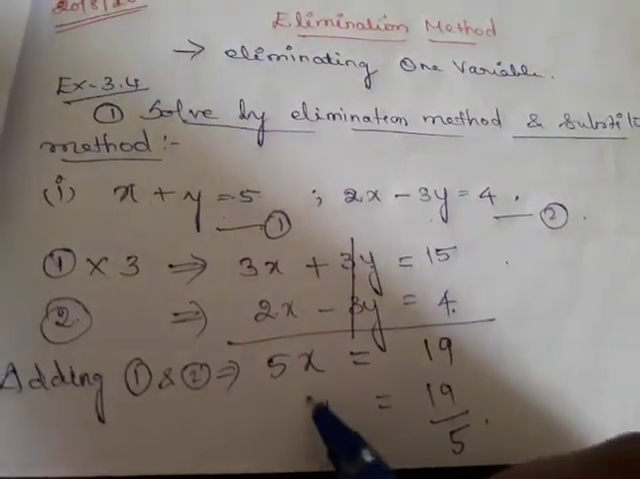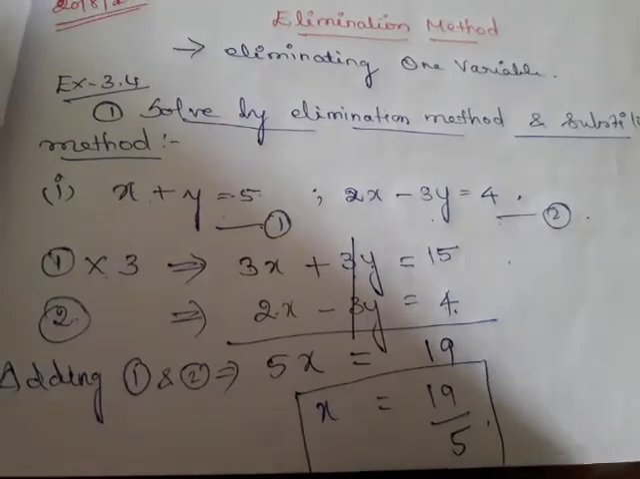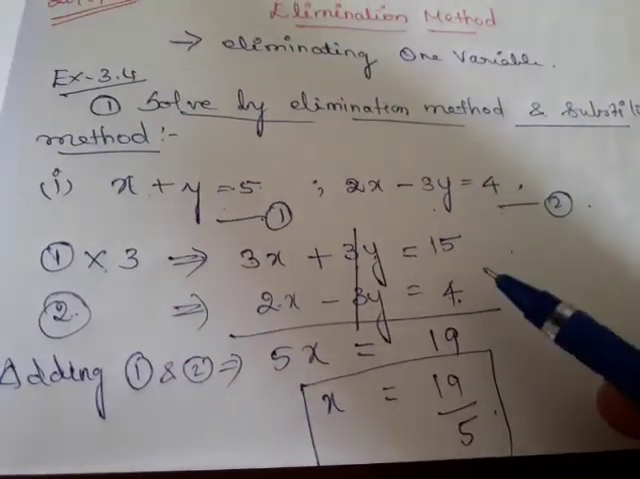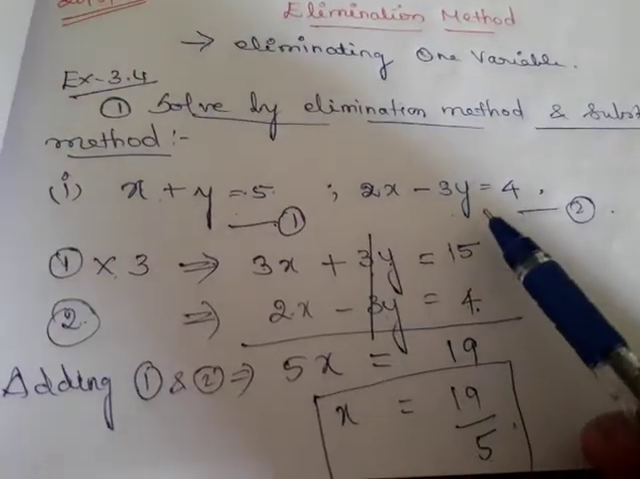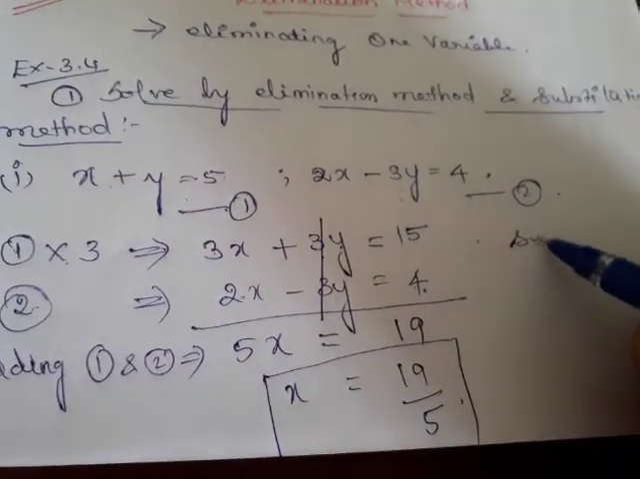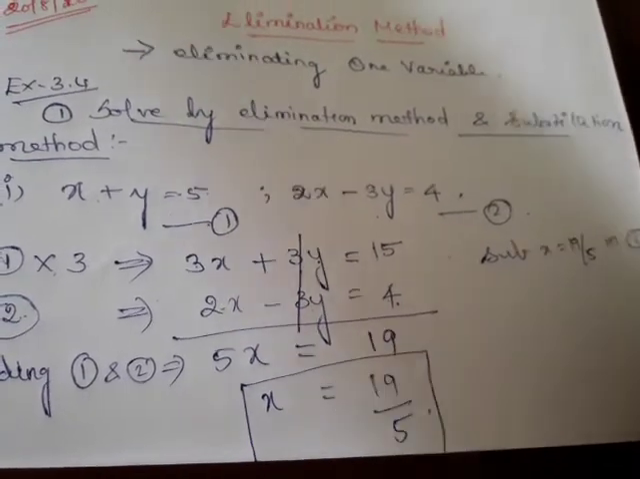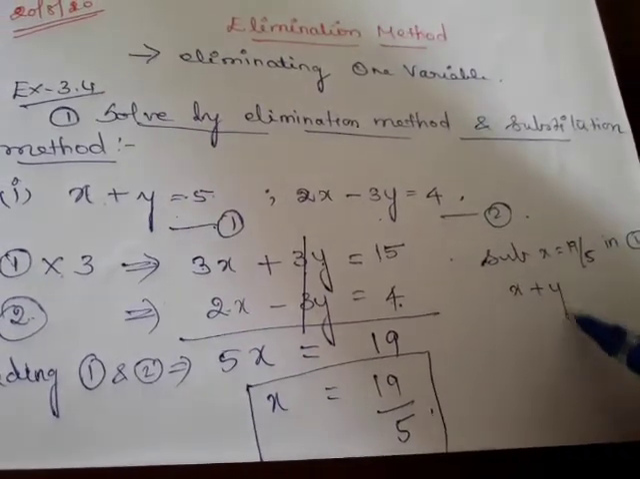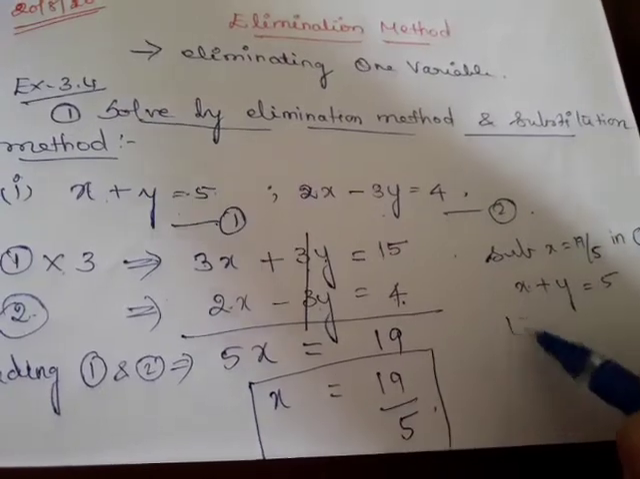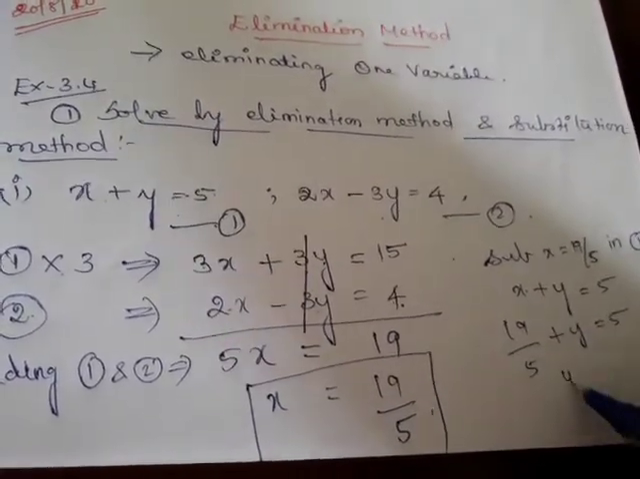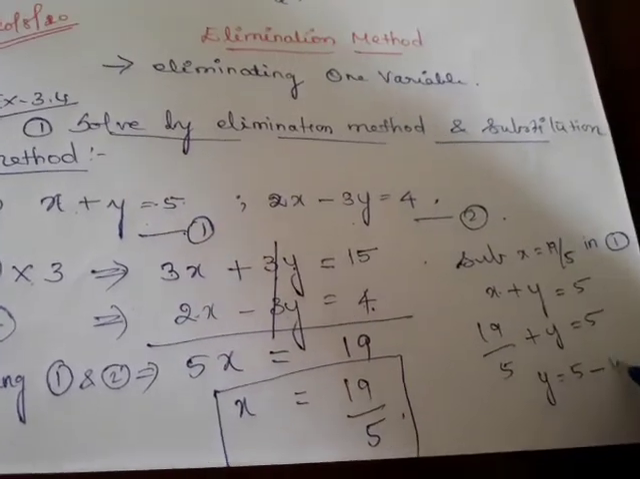After finding the value of x, substitute, as usual as we do in the substitution method, in any one of these two equations to get the value of y. Now I am going to substitute x equals 19 by 5 in the first equation, x plus y equals 5. So in the place of x, 19 by 5 plus y equals 5. So y equals 5 minus 19 by 5.